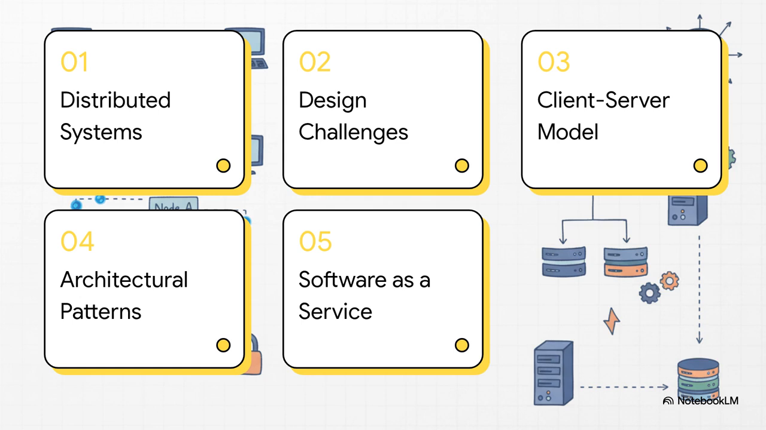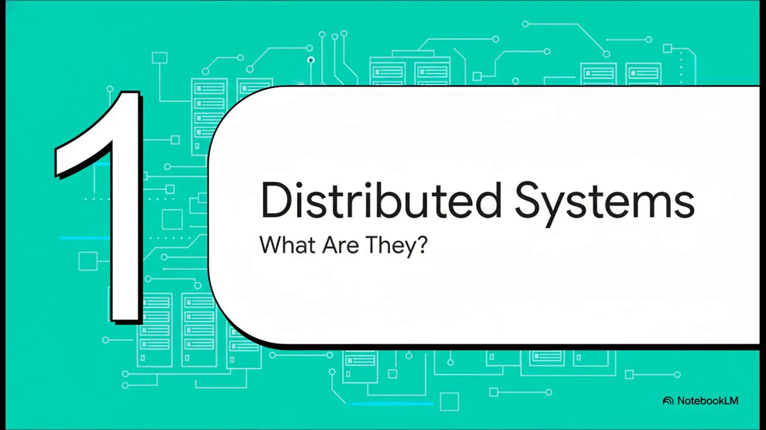Okay, so here's what we've got on the agenda. We'll kick things off by defining what distributed systems actually are. Then we'll get into the big design challenges they present. After that, we'll break down client-server computing, look at some common architectural patterns, and wrap it all up with the rise of SaaS, or software as a service. Let's get started.